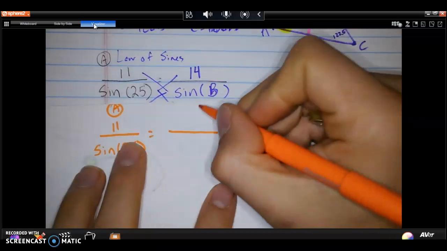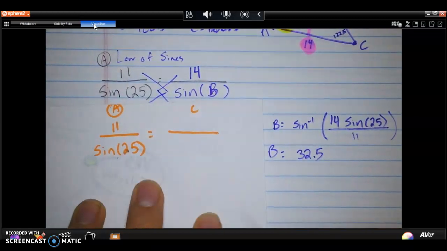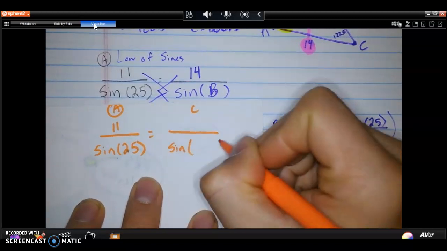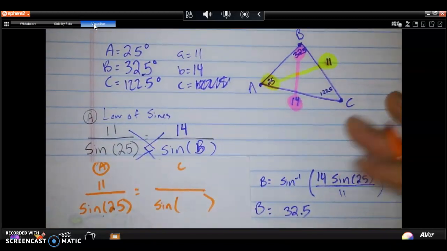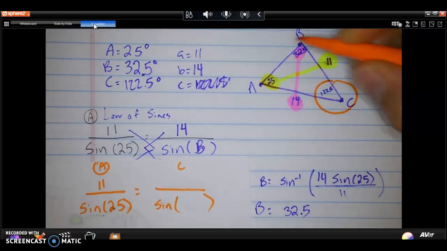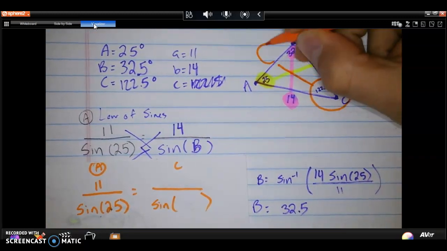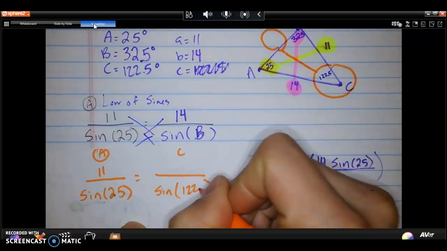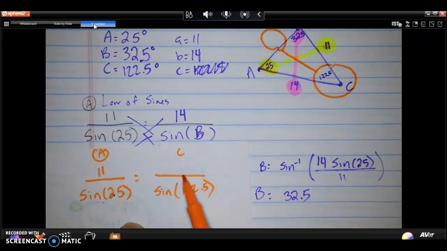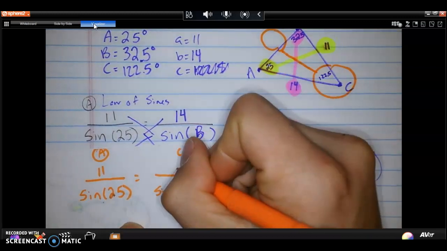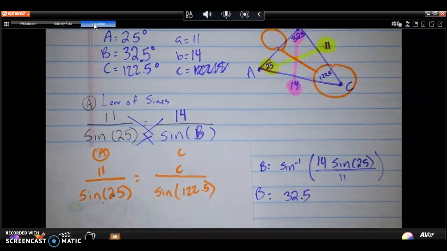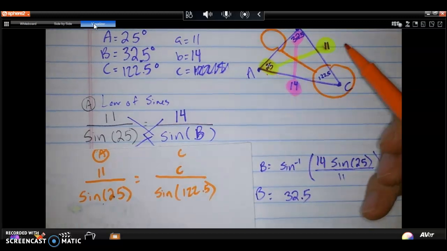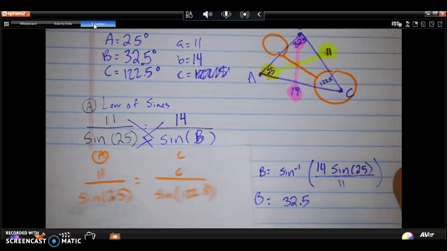For our second one, now we're working with C. Let's see what we know about C. We know angle C, and we don't know its side. So I know the angle is 122.5. And I don't know my C value, but I'm just going to call it C. We use law of sines twice here. Once you know a side and an angle across from it, we can use law of sines.